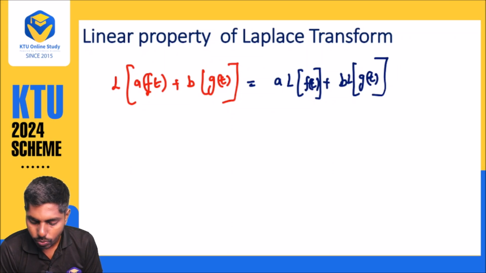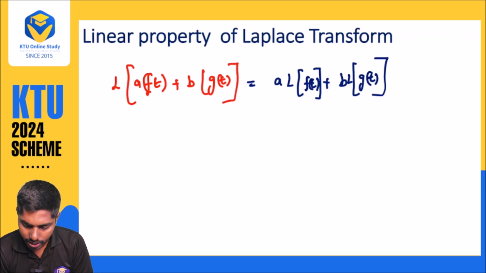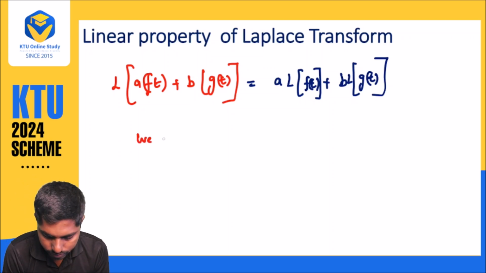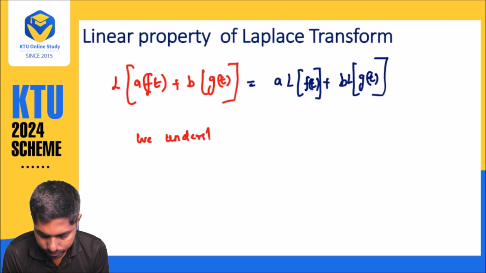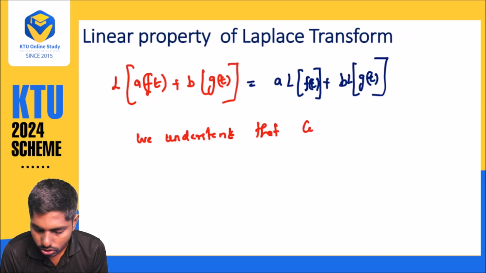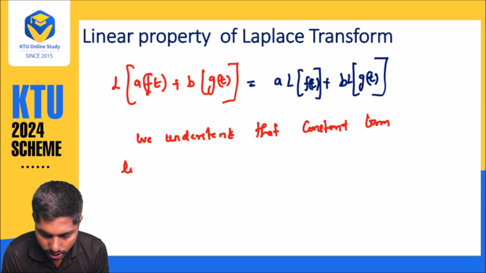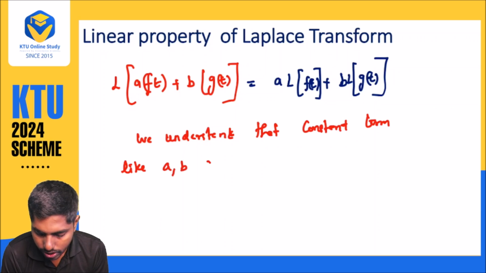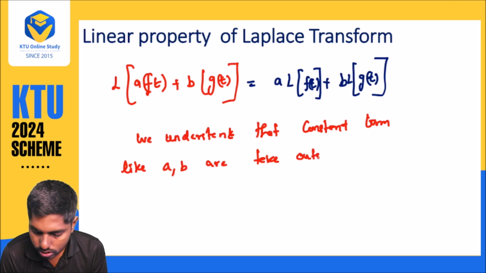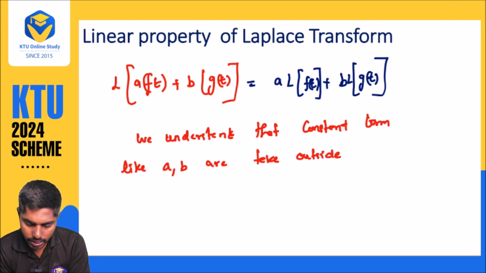From here we understand that constant terms like a and b are taken outside.